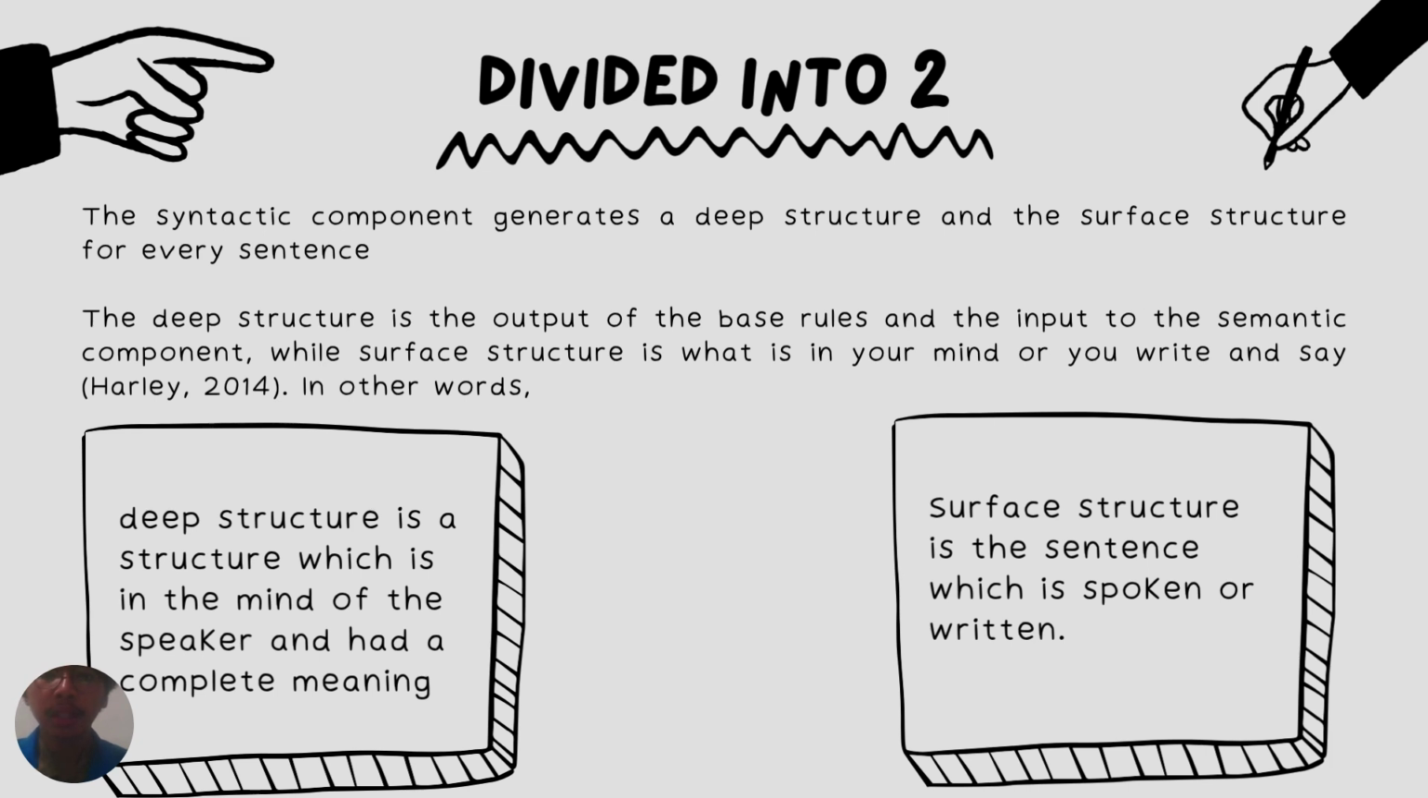So, the syntactic components generate deep structure and the surface structure for every sentence. The deep structure is the output of the base rules and the input to the semantic components, while surface structure is what is in your mind or you write and say, according to Hardy in the year 2014. In other words, it is divided into two. Deep structure is the structure which is in the mind of the speaker and has a complete meaning. Surface structure is the sentence which is spoken or written.